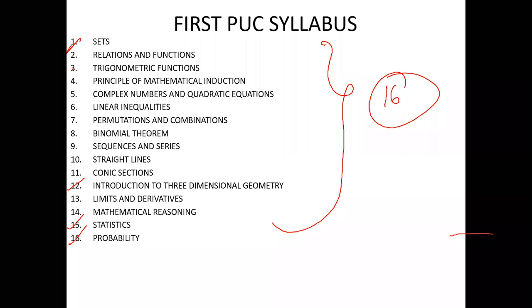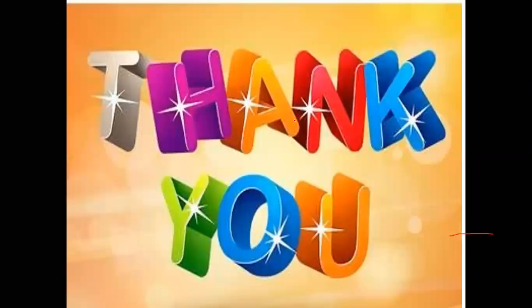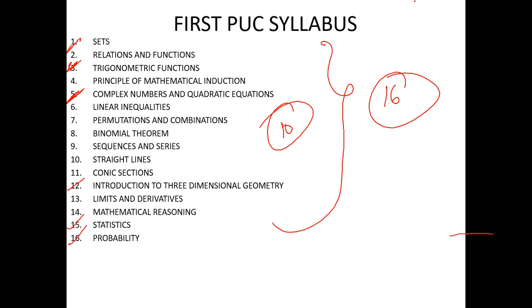ಟ್ರಿಗ್ನೋಮೆಟ್ರಿ ಯು ನೋ, ಕರೆಕ್ಟಾ? So you know about trigonometry. Complex numbers and quadratic equations. Quadratic equations ನಾನು ಹೇಳಿದ್ದೆ, ಕರೆಕ್ಟಾ? So we had studied about quadratic equation. Okay, so ಇಷ್ಟು chapters already ನೀವು ಕಲ್ತಿದ್ದೀರಾ. 1 2 3 4 5 6. So only 10 more chapters you need to study. 6 chapters ನಿಮಗೆ already ಗೊತ್ತಿದೆ, so you need to study only 10 more chapters. Okay, so only these many chapters you have to study.